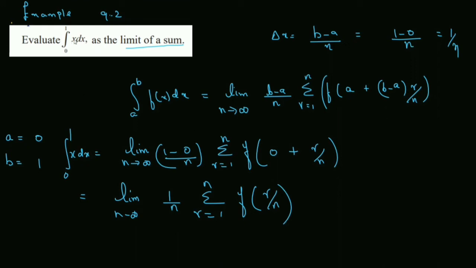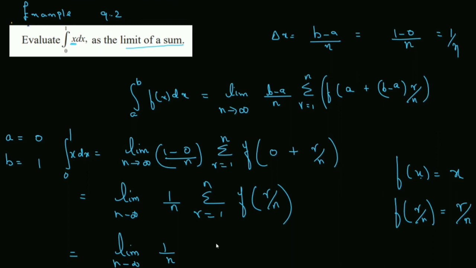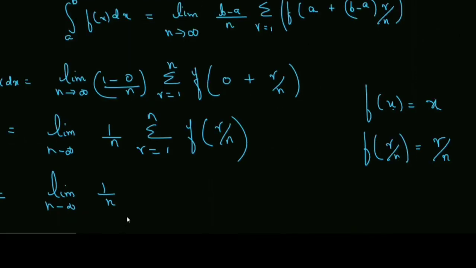Now what is the function given here? F of x is equal to x, look at the function given, x dx. This is the identity function. X here, here also you get x. So what will be f of r by n? F of r by n will be r by n itself. So this will now become limit n tends to infinity 1 by n, sigma r is from 1 to n of r by n itself.